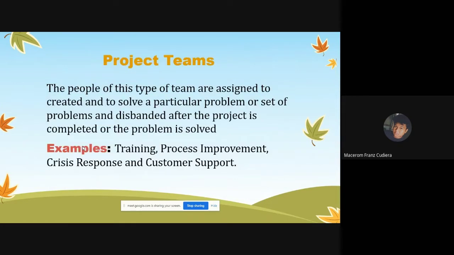Second is project teams. The people in this type of team are assigned to solve a particular problem or set of problems and are disbanded after the project is completed or the problem is solved. Examples are training, process improvement, crisis response, and customer support.